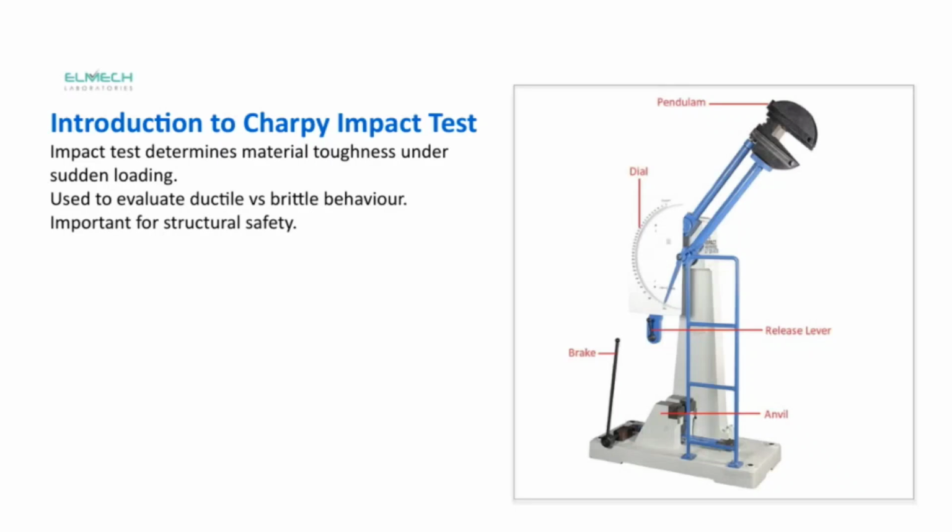I'm excited to introduce our topic, the impact of the Charpy Impact Test. In this session, we'll explore how this test helps us understand material toughness under sudden loads. We'll also look at how it differentiates between ductile and brittle behaviors, which is crucial for ensuring structural safety. So let's get started and see what this important testing method is all about.